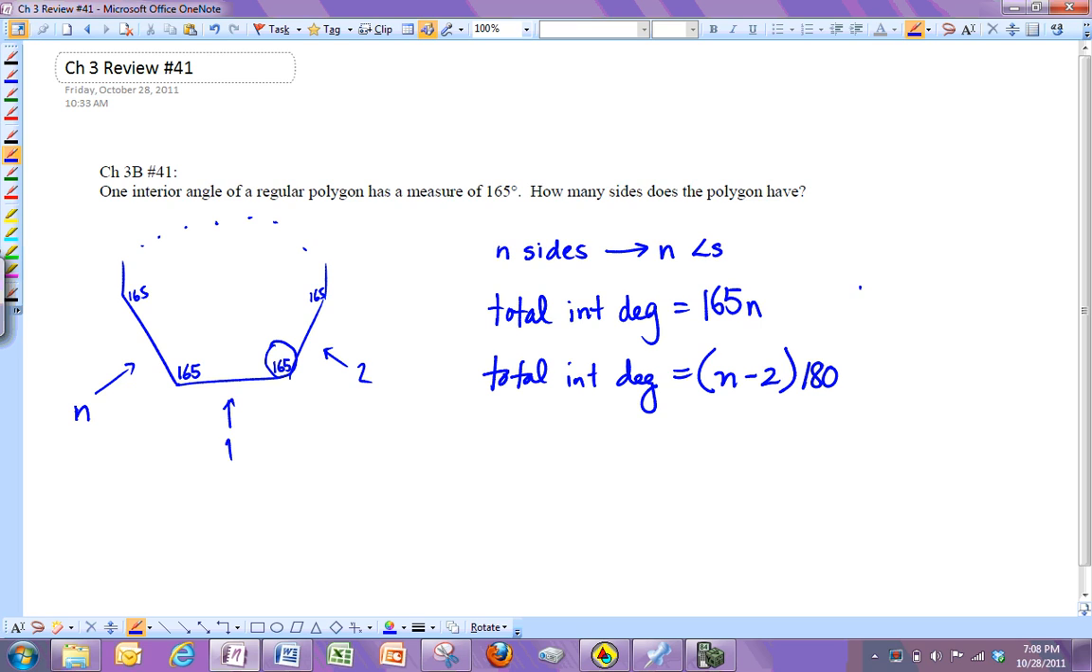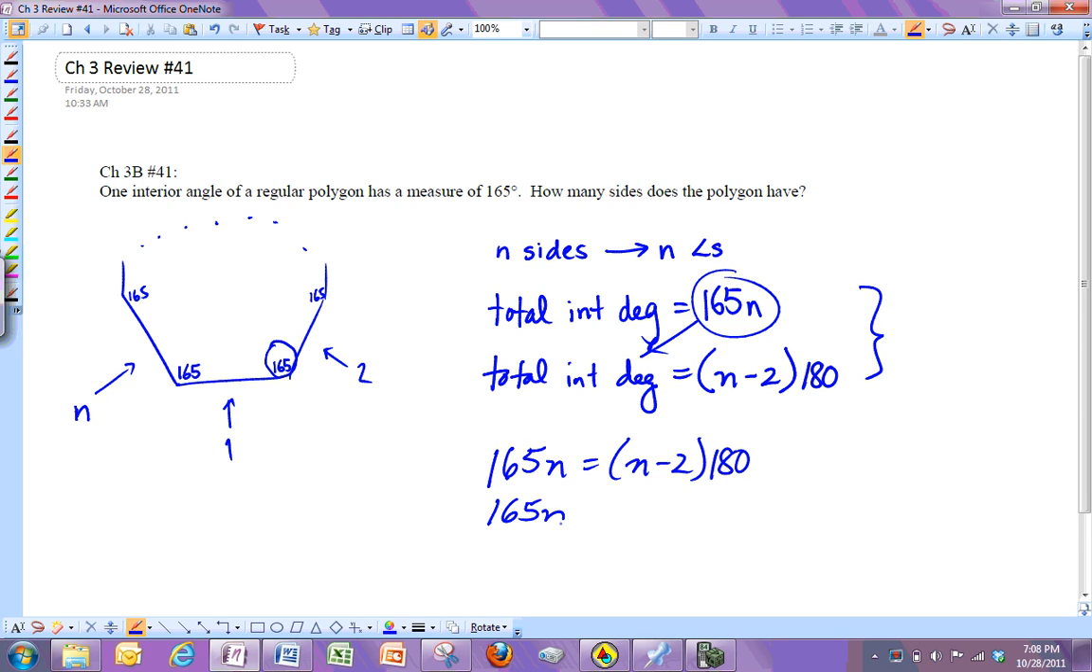So right now I've got 2 different ways of saying the total interior sum, 165n and n minus 2 times 180. So I'm going to substitute this one into there. I get 165n equals n minus 2 times 180. If I work this out, I get 165n equals 180n minus 360. If I bring the 180n over here, I get negative 15n equals negative 360. Then if I divide by negative 15, I get n equals 24. So there are 24 sides to this.